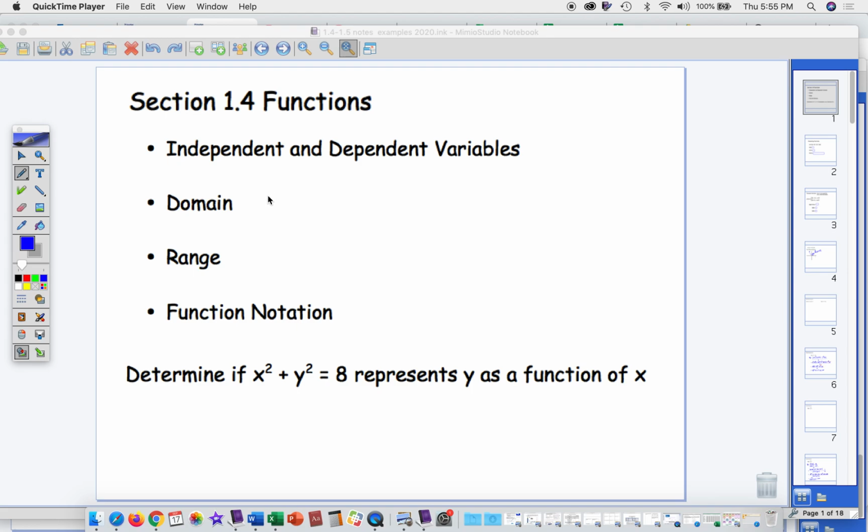Welcome to lesson 1.4 and 1.5. We're going to start with section 1.4 on functions.